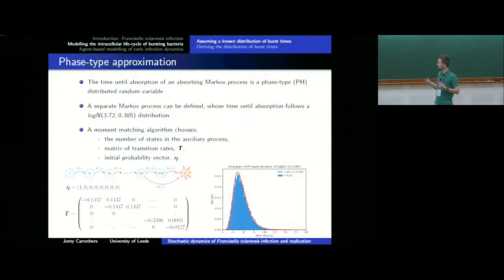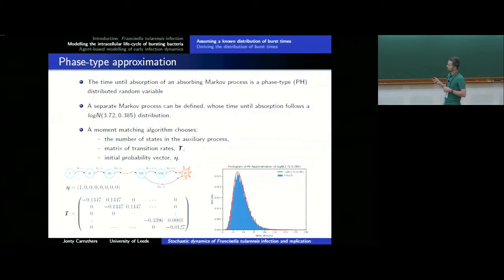You can extend that a bit further. If you imagine you had a sequence of states, but still just one single absorbing state at the end, and you have the same rate going between every state, then again you're just looking at the time until absorption of this Markov chain. We know that that's just going to be a sum of exponential random variables, and so in that case, you've got an Erlang distribution. So the Erlang distribution is another type of phase type distribution.